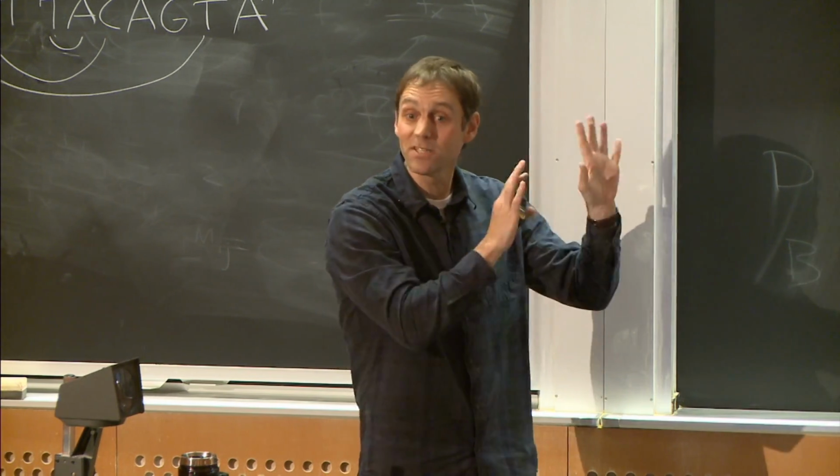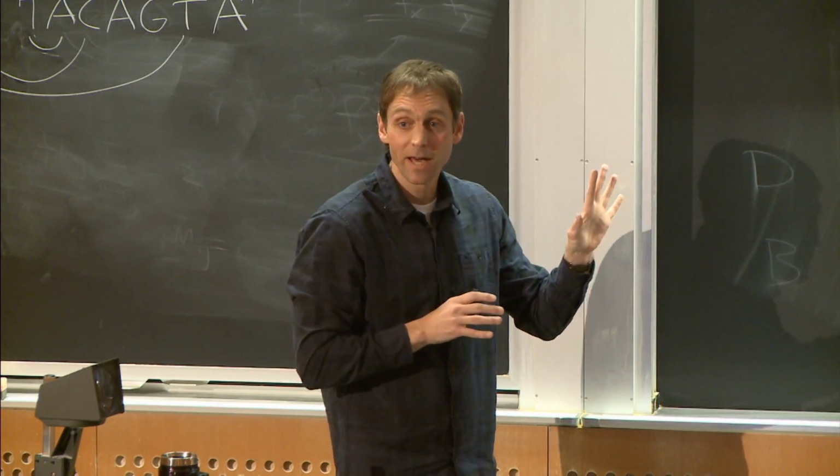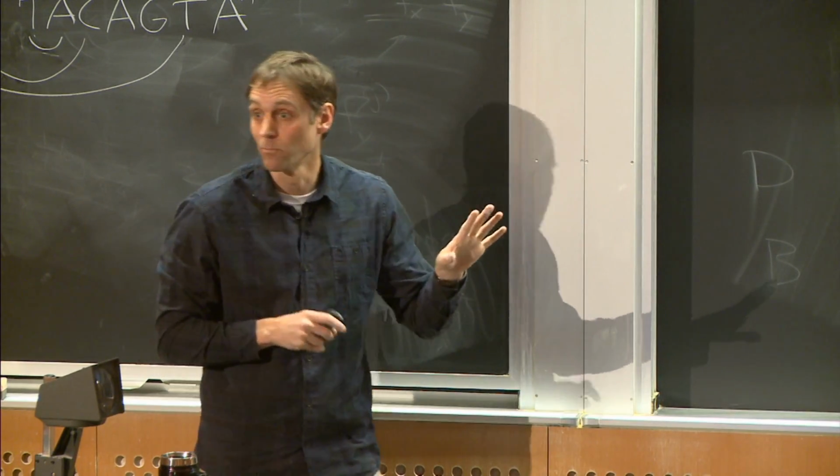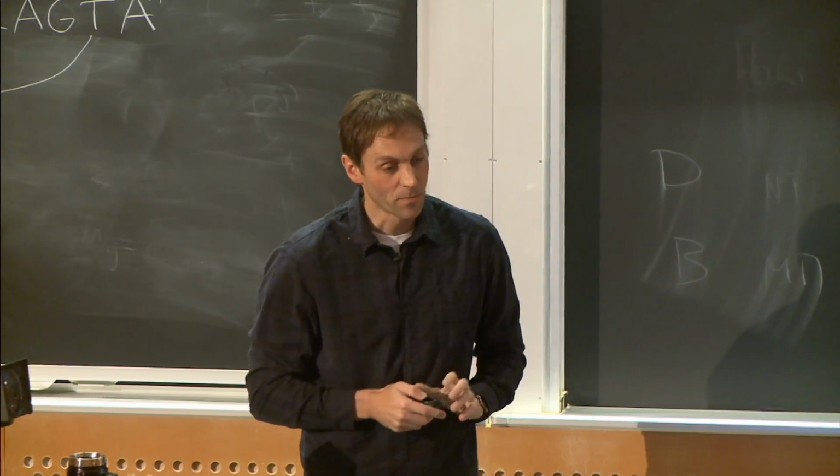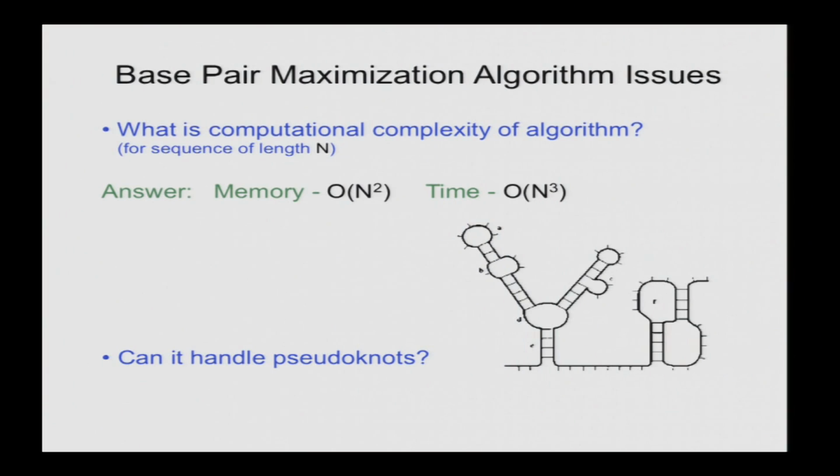So n cubed. This means that RNA folding is slow, and in fact, some of the servers won't allow you to fold anything more than like 1,000 bases, because it'll take forever. And it cannot handle pseudoknots. If you think through the recursion, pseudoknots will be a problem.